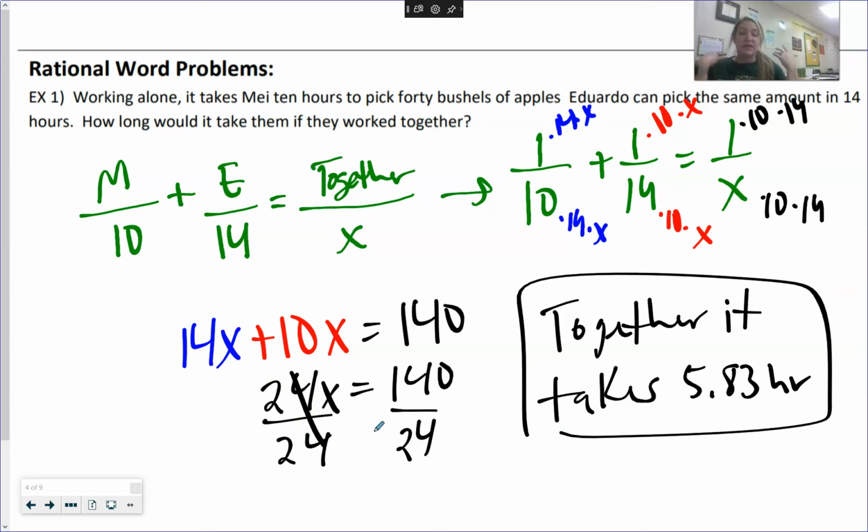This does make sense. When you find your answer, it should be somewhere in between half of both of the original times. Half of 10 is 5, half of 14 is 7. I expected it to be in between 5 and 7, and it was 5.83, because working together almost cuts your time in half. Granted, one of them is slower than the other, so it can't be completely in half. So you can kind of predict where your answer is going to fall before you actually start solving it.